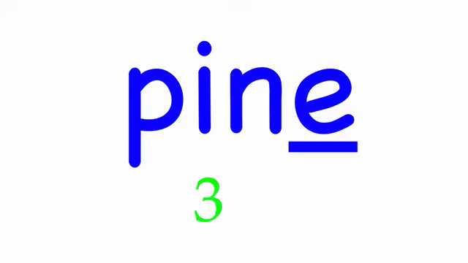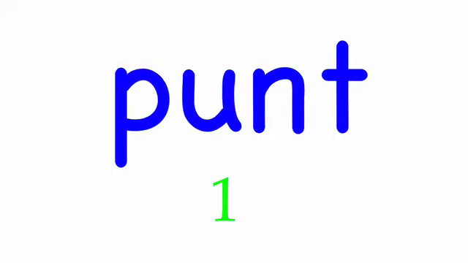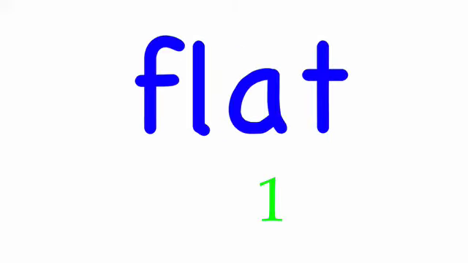Pine. Row 3. Crib. Put the baby in the crib. Crib. 4 sounds. K, R, I, B. Crib. Punt. I will punt the football. Punt. 4 sounds. P, u, N, T. Punt. Flat. The counter is flat. 4 sounds. F, L, A, T. Flat.